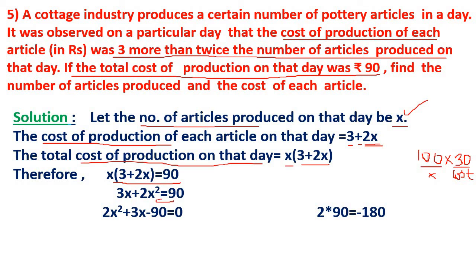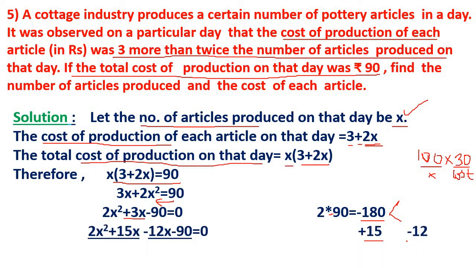Transpose 90 to the LHS. Now we multiply the coefficient of x square and the constant, which is 2 into minus 90, equal to minus 180. We have to find the factors of 180 which, on adding or subtracting, give plus 3. The factors are 15 and minus 12. Now let us write the given equation: 2x square plus 15x minus 12x minus 90 is equal to 0.